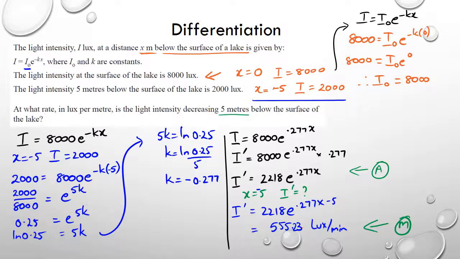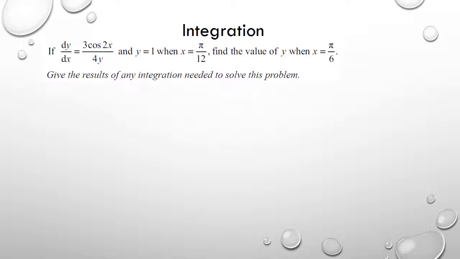Okay, let's go to the next question. So with this question, we have a differential equation. Now we've got dy dx, and we've got y equals 1, x equals pi over 12. Find the value of y when x equals pi over 6. So the first thing we're going to do is cross multiply this, and we're going to write this as 4y dy equals 3 cos 2x dx.